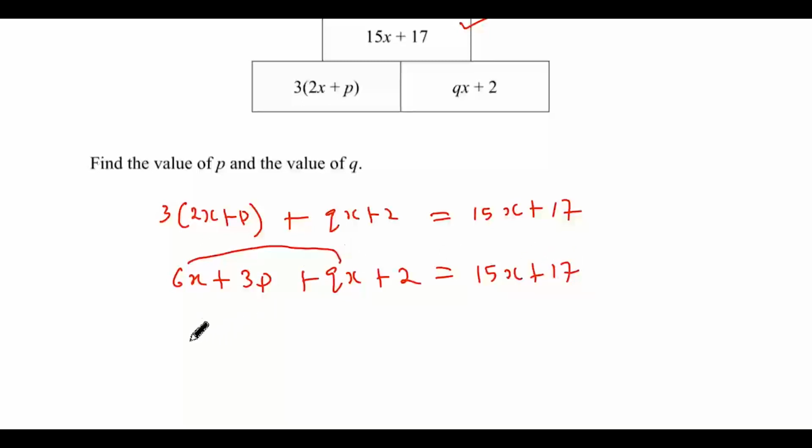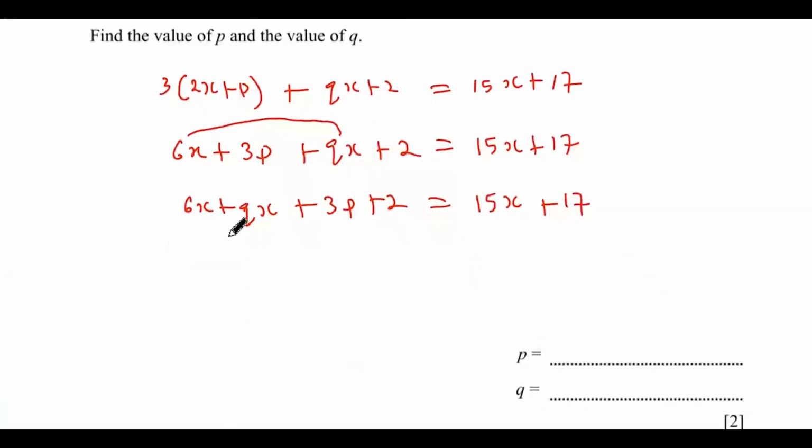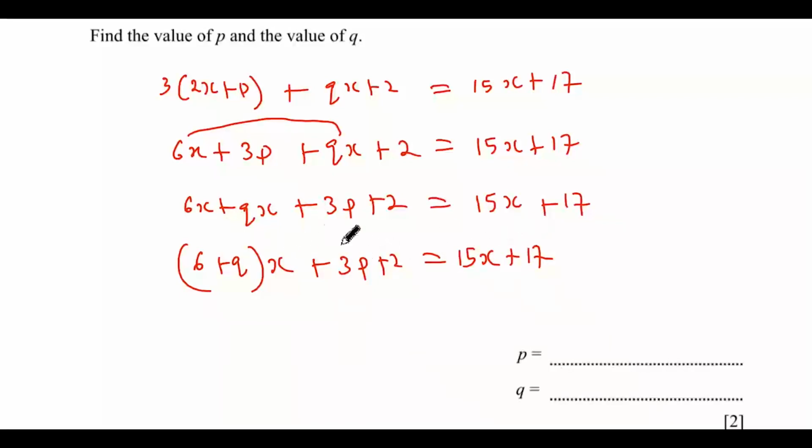So let's rearrange. We have this and this. So we have 6x plus qx plus 3p plus 2 equals to 15x plus 17. So we can factor out x here. 6 plus q into x, then plus 3p plus 2 equals to 15x plus 17. So here you cannot collect like terms, like saying 6 plus q into x, then you bring 15x to the left hand side. Okay, so that is impossible here because we have two unknowns.